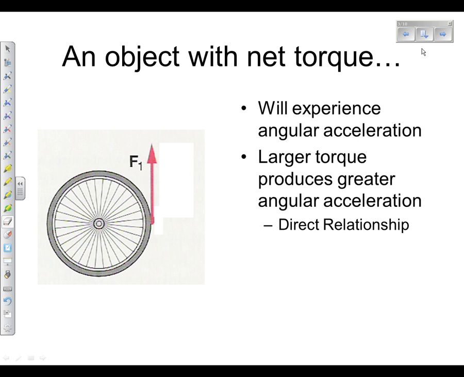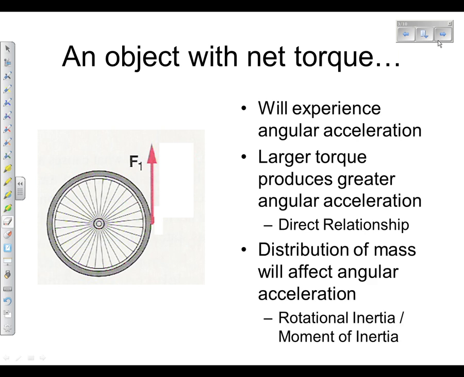All right, so what does that mean? What we start seeing is that how our mass is distributed will affect the angular acceleration.